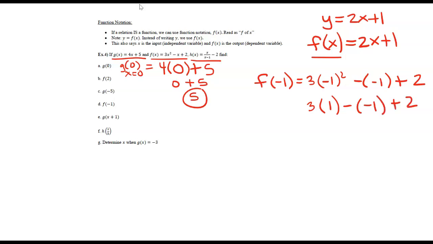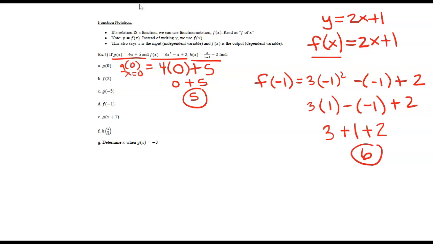And now we can multiply. 3 times 1 is 3. And when we're minusing a negative number, it'll become positive. So 3 plus 1 plus 2. And now that we're adding, we move from left to right. So 3 plus 1 is 4, plus 2 is 6. Okay, so that's our final answer.